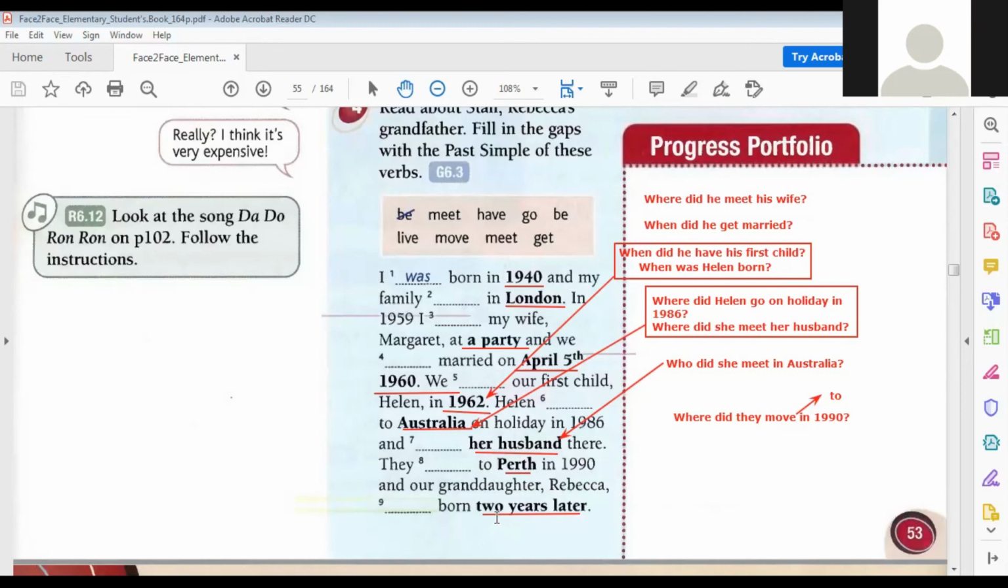Okay, and the last question. The answer has to be 2 years later. When was Rebecca born? Yes. When was Rebecca born? Correct. Okay. When was Rebecca born? She was born 2 years later. Okay. So all of this is, of course, past simple.